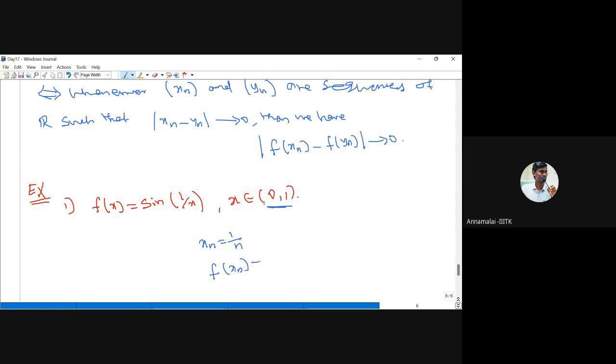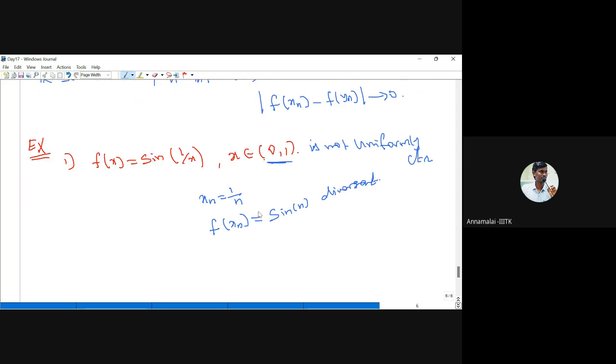So what is f of xn? It is sine of 1 by xn, which is sine n. Already we know that sine n is a divergent sequence. Therefore, it is not a Cauchy sequence. Any divergent sequence is not Cauchy. Therefore, this is not uniformly continuous on this interval 0 to 1. Got it?